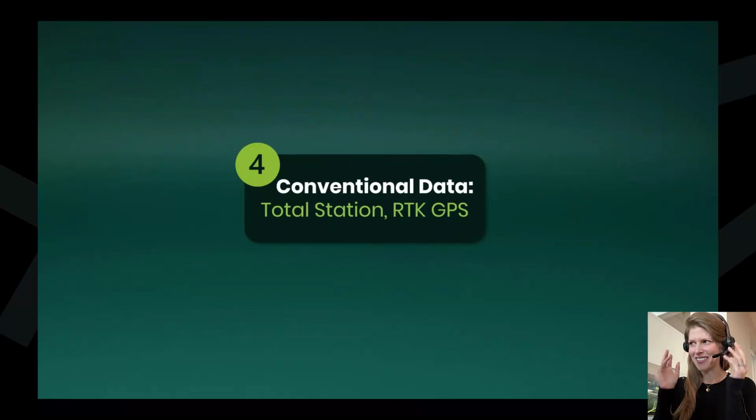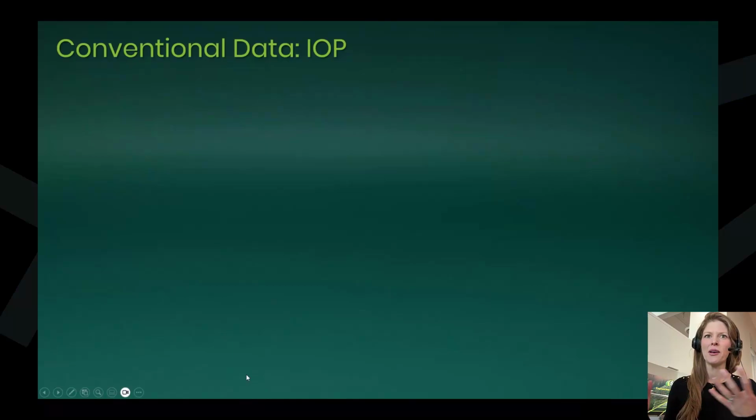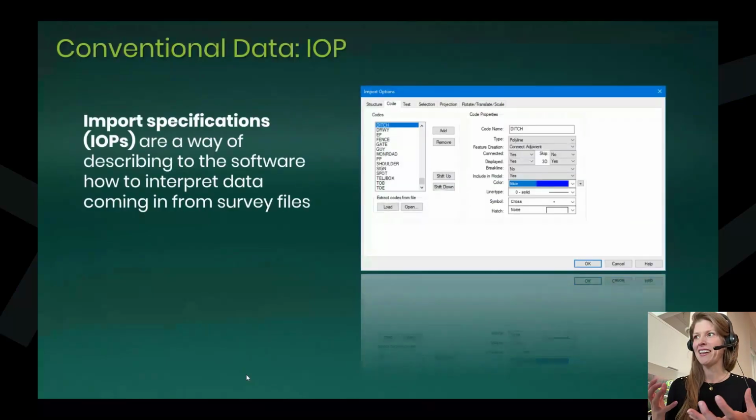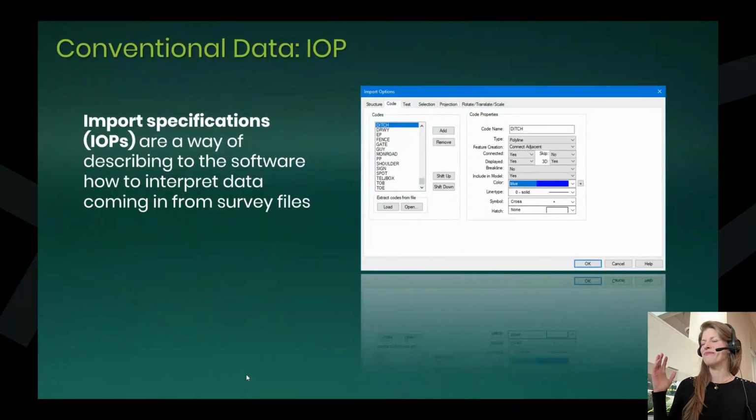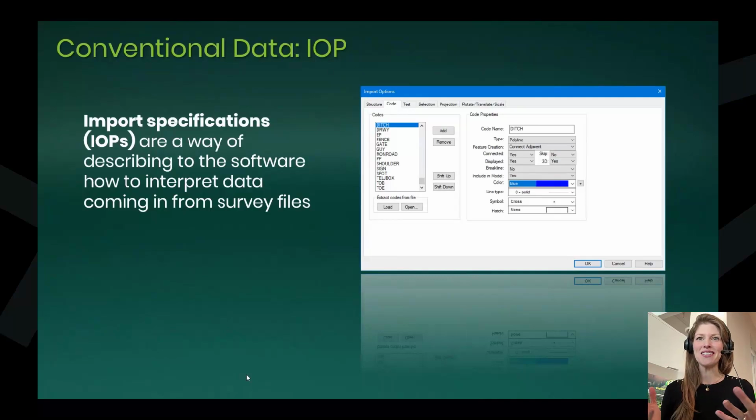Topic number 4 is conventional data, and this really applies to, say, total station and RTK GPS data, and there's a few tips and tricks for importing it and working with it. First and foremost is this idea of an import specification. So when you bring your data in, we need to tell the software how to interpret that data. Perhaps your data has a bunch of features that are all labeled and defined, shoulder, center line, etc. How do we tell the software what to do with it?